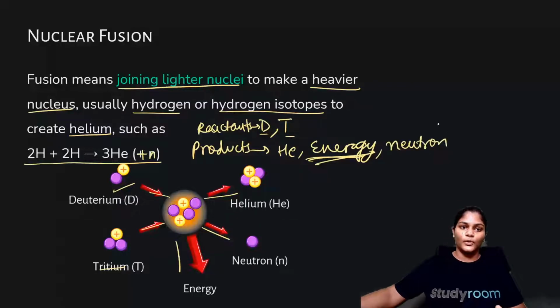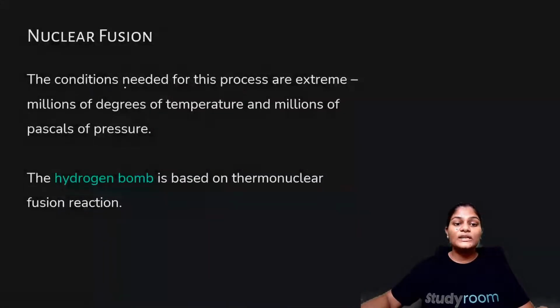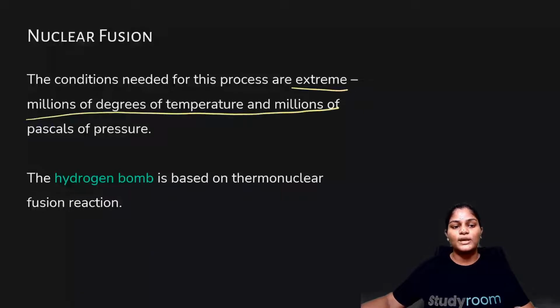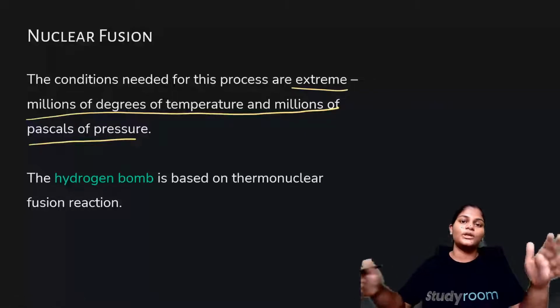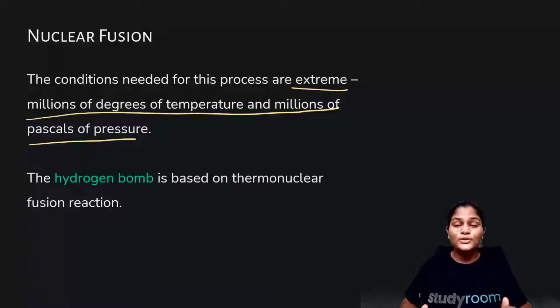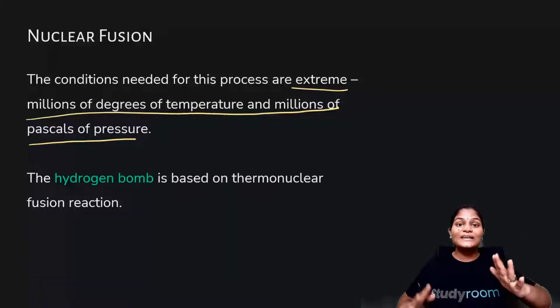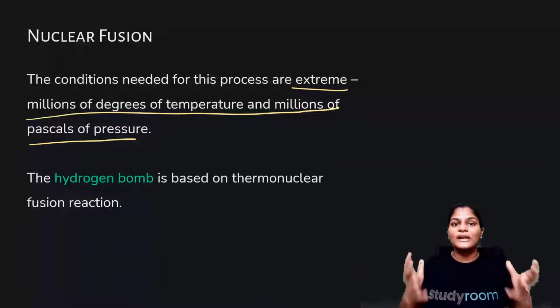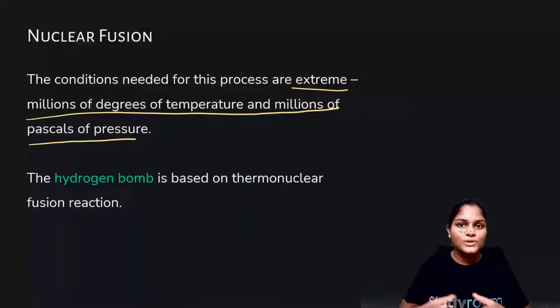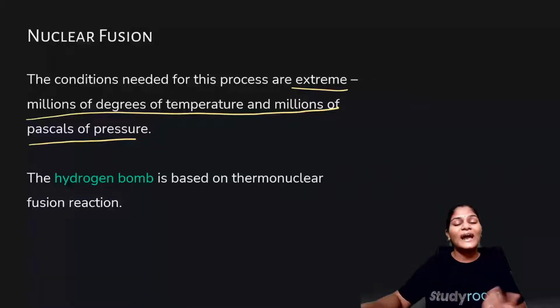Great. Now, the conditions needed for this process are extreme, millions of degrees of temperature and millions of pascals of pressure. So, do you think it is possible to actually perform nuclear fusion in a normal laboratory? It is absolutely not. Only a very, very high level laboratory can produce that kind of physical environment. So that is again something that makes it very difficult to generate on a large scale.